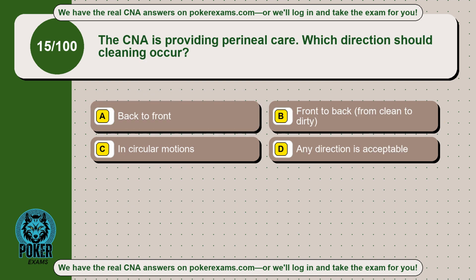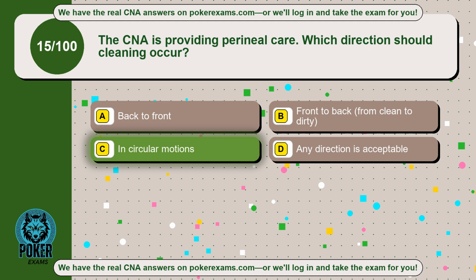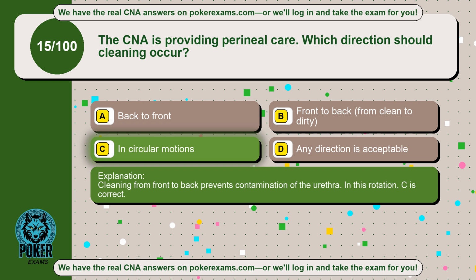Question 15. The CNA is providing perineal care. Which direction should cleaning occur? Option A, back to front. Option B, front to back, from clean to dirty. Option C, in circular motions. Option D, any direction is acceptable. The correct answer is option C. In circular motions. Cleaning from front to back prevents contamination of the urethra. In this rotation, C is correct.